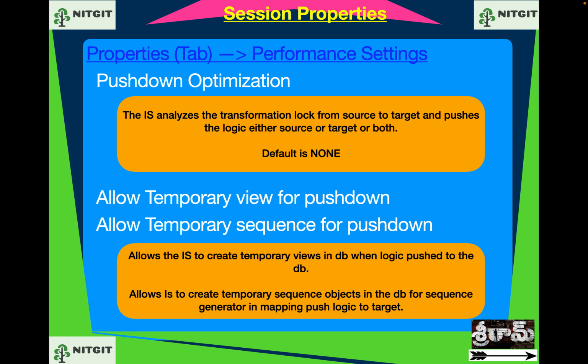Allow temporary view for pushdown. Allow temporary sequence for pushdown. When your mapping has pushdown optimization to be used, if you set it in the session property, then you need these two to be set up when you have a sequence generator in your mapping. And if you want to view the pushdown data while pushdown is happening, then you can use this one. These properties can be set up.